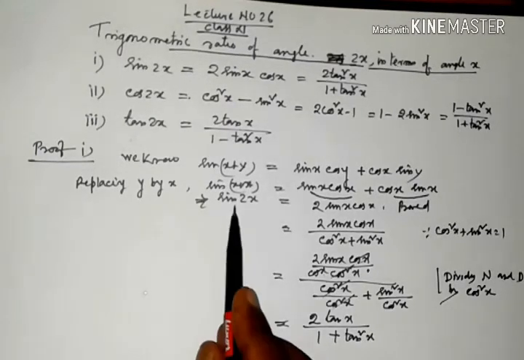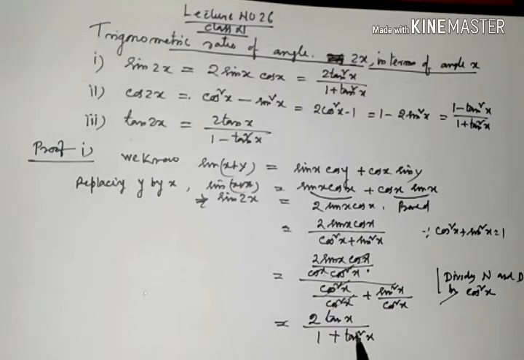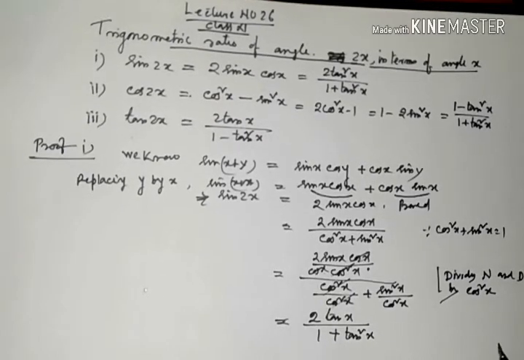We can write sin 2x is equal to 2 sin x cos x, or we can also write it as 2 tan x divided by 1 plus tan square x.